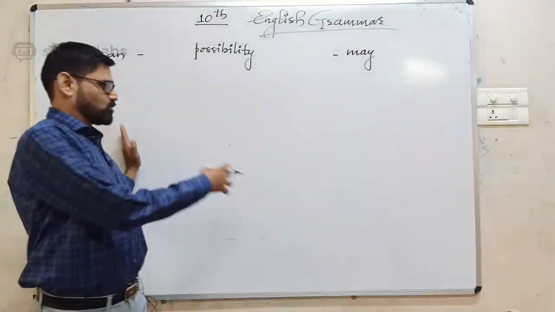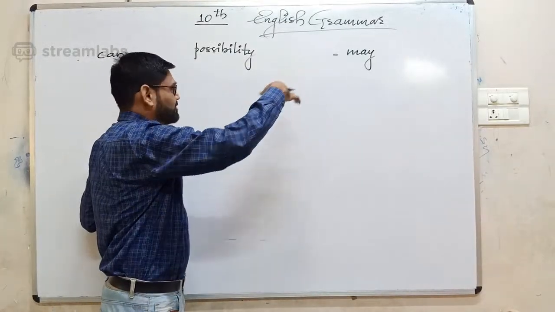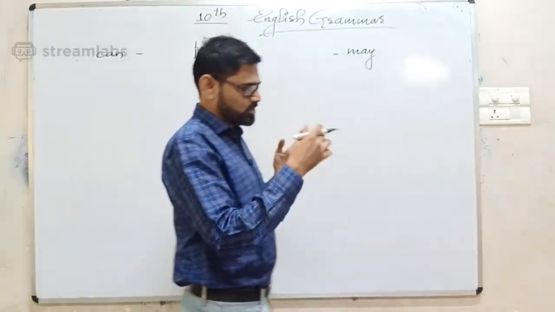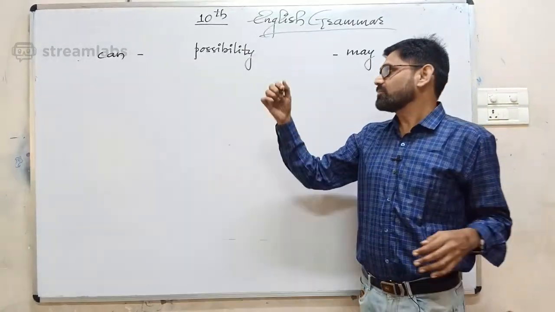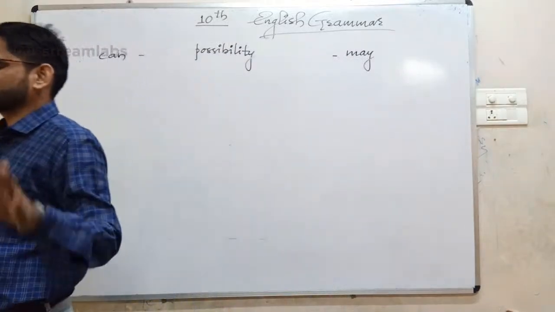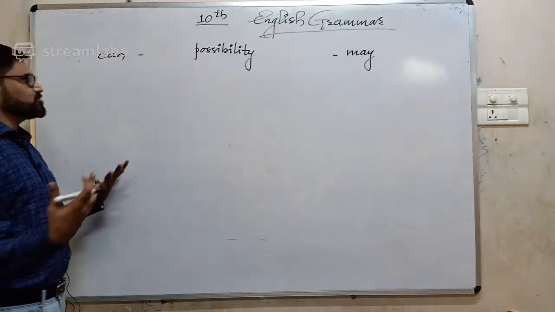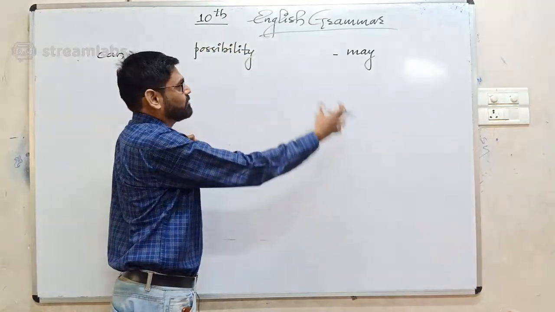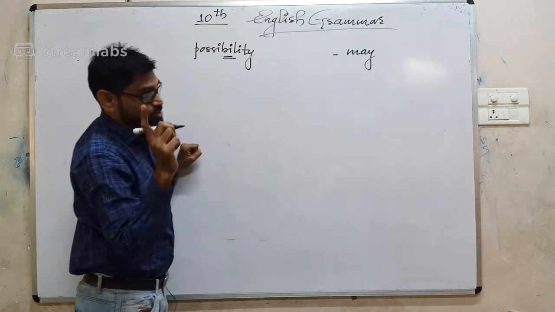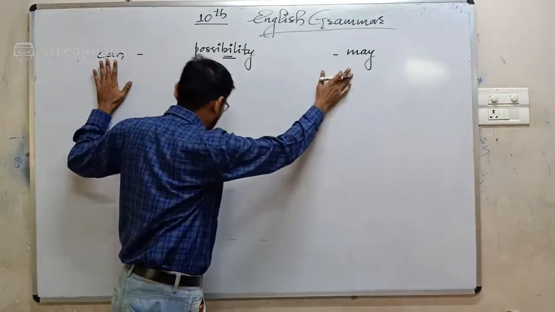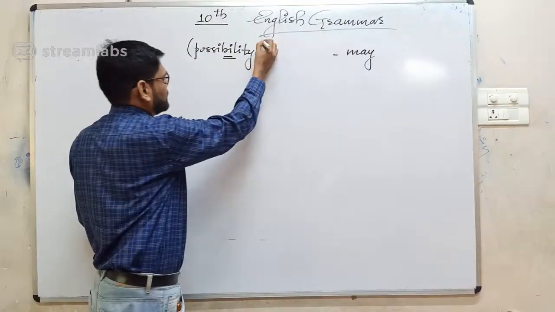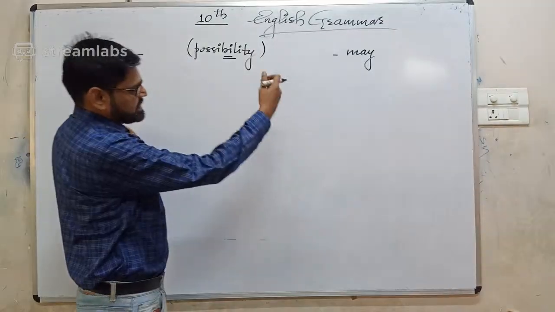I can do anything. Main kuch bhi kar sakta hoon. I may go, main ja sakta hoon. So these words, sakta hoon, sakti hoon, whatever, all these come from the root word sakna. Main nahi aa saka, nahi aa saki, samajh nahi saka. So all these are past tense, but these words come from the word sakna, and that is the root word for may and can, both of them. This is the common thing. Now let's see the difference.